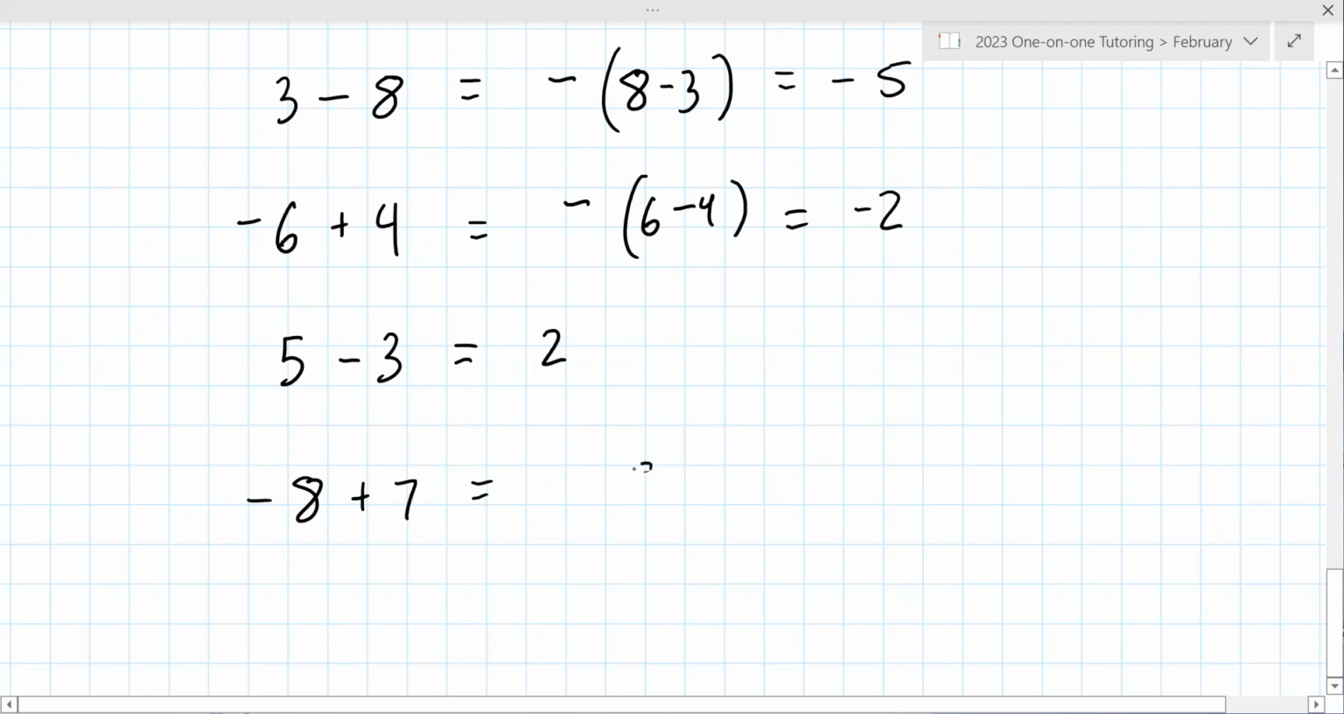So you look at the numbers without the sign, larger minus the smaller. So we know that's the 1 part. Which is further from 0, -8 or +7? -8. So we know the answer is negative.